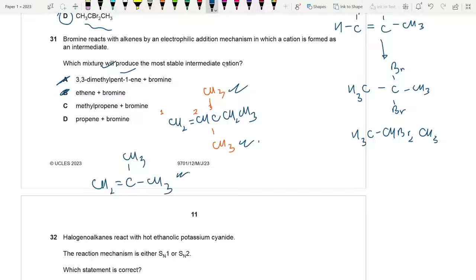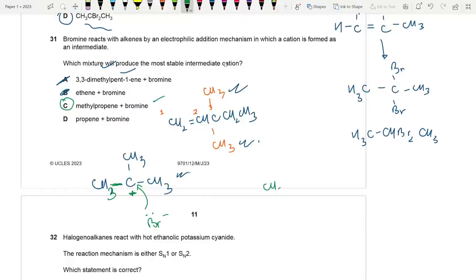Now this is pretty good because when this does form the intermediate, it's going to form a cation over here like this. The hydrogen will come over here and then the bromine will attack this. So this is a tertiary carbocation which is very, very stable. So 31 will be C.